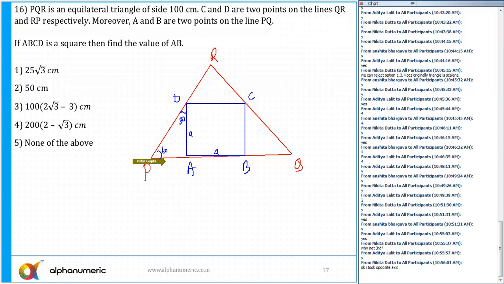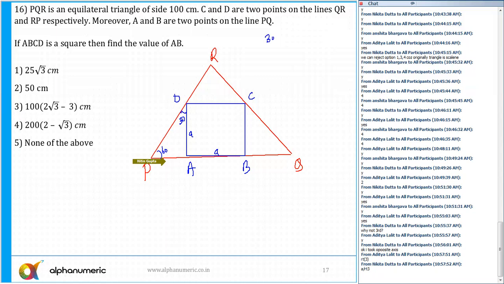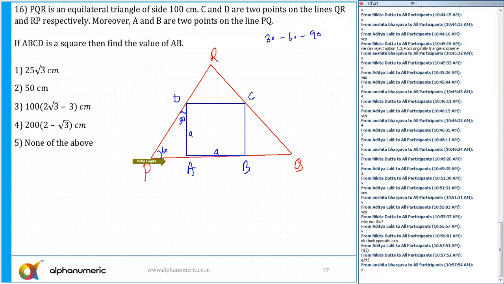A by root 3, yes or no? Because we know 30, 60 and 90, the sides are always in the ratio 1 is to root 3 is to 2. Opposite to 60 it is equal to A, so the multiplying factor is 1 by root 3. Root 3 into 1 by root 3, yes or no? So 30 into 1 by root 3, so opposite to 30 it is going to be A by root 3. This is A and this is also equal to A by root 3.